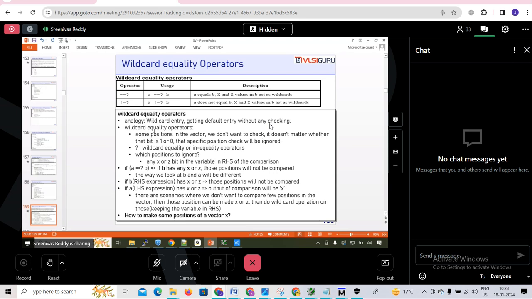What is that special scenario? You want to treat X and Z in B as wildcards. Means you don't want to compare them at all. But if they are there in A, you still want to compare them. So that's a scenario where, if B has X and Z, you want to ignore those positions. In A, if they are there, you want to consider them. So in those cases, use wildcard.